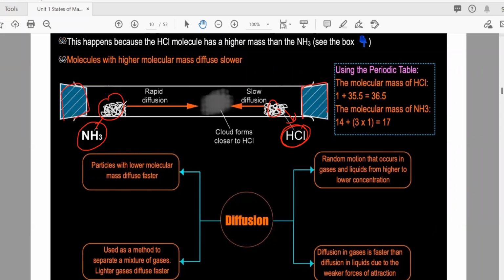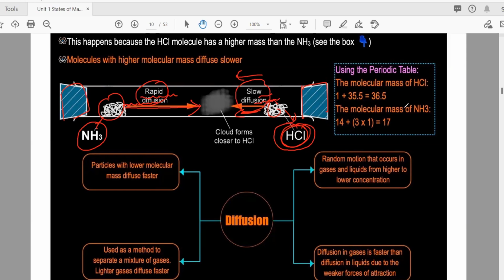The ammonia particles start to move. Here, they also start to move. Now you can see that the ammonia particles cover more distance as compared to the HCl particles. In other words, you can say the HCl particles are moving slowly as compared to the ammonia particles. Why? Because HCl particles are heavier than ammonia.